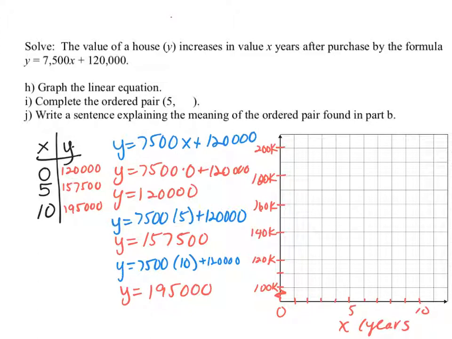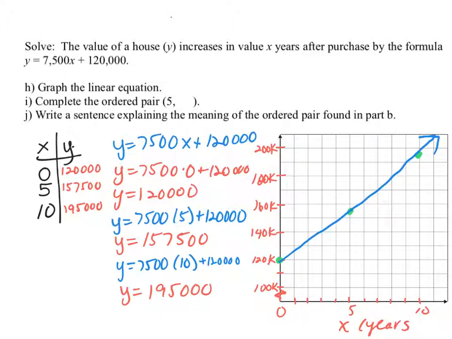Let's plot the points from our table. When x is equal to 0 at the time of purchase, the value of the house is $120,000. After 5 years, the value of the house was $157,500, so about right here. And after 10 years, the value of the house was $195,000, so about right here. Now we can connect those with a line and you can see the value of the house increasing according to that formula.